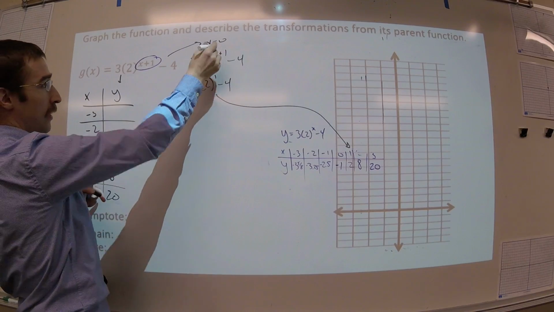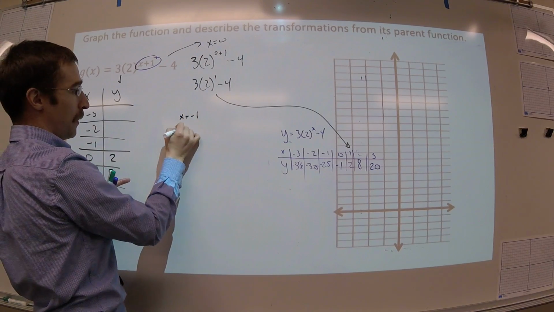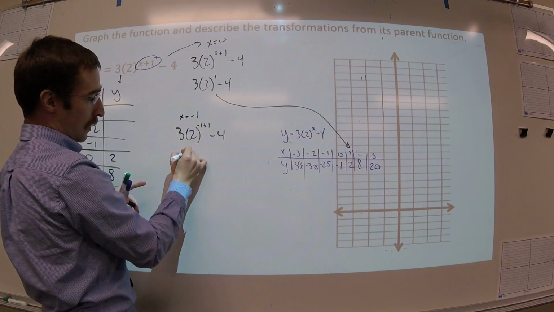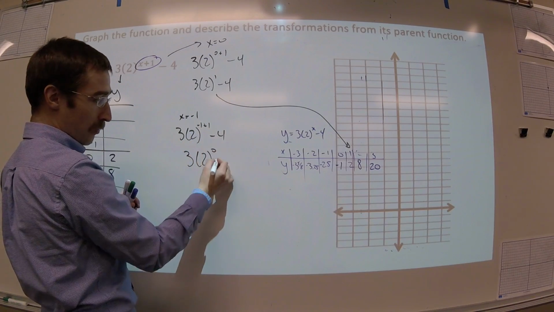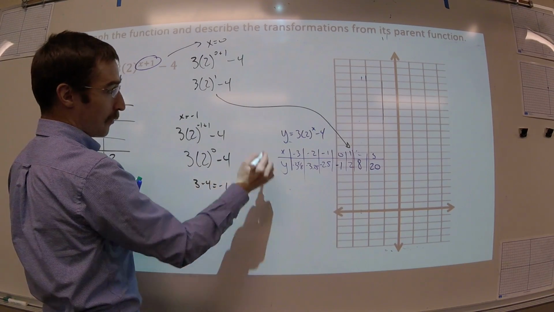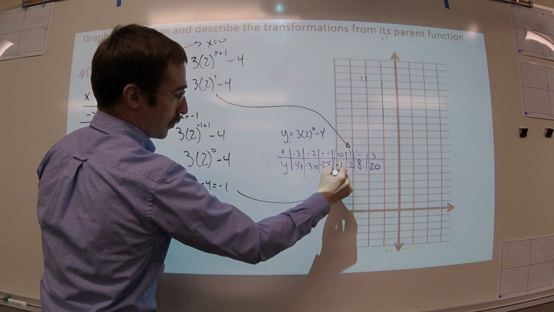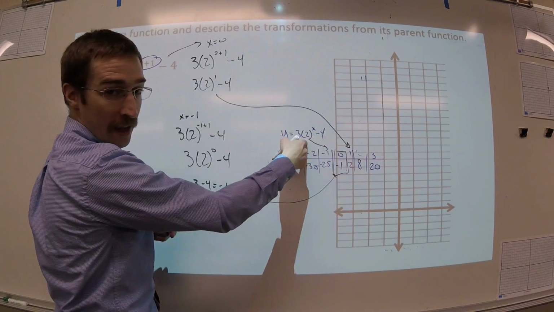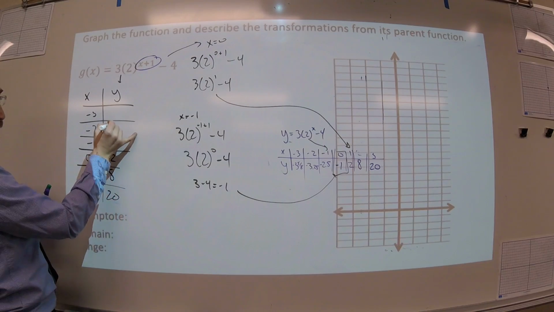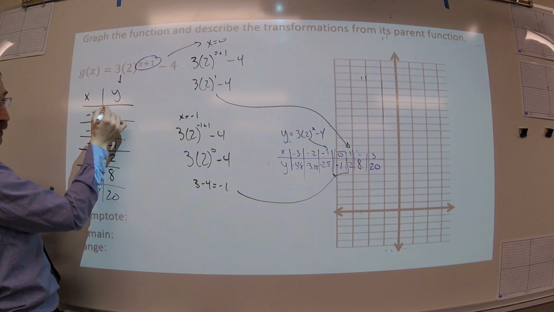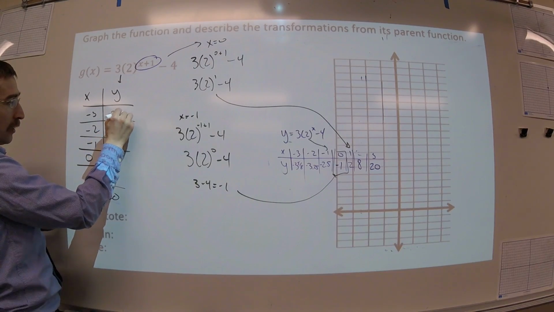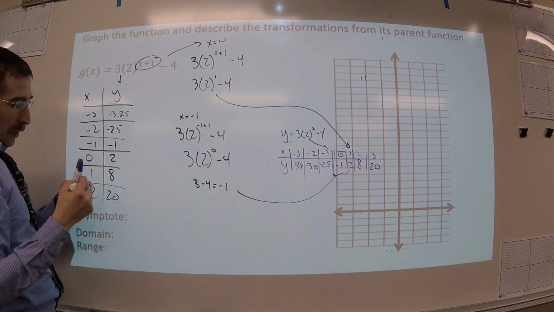If I put in x equals negative 1 here, I get 3 times 2 to the negative 1 plus 1 minus 4, which is 3 times 2 to the 0 minus 4, which is 3 minus 4, which is negative 1, which originally was when x was 0. So here we get negative 1, then negative 2.5, then negative 3.25. Sorry, I almost wrote 3.5.